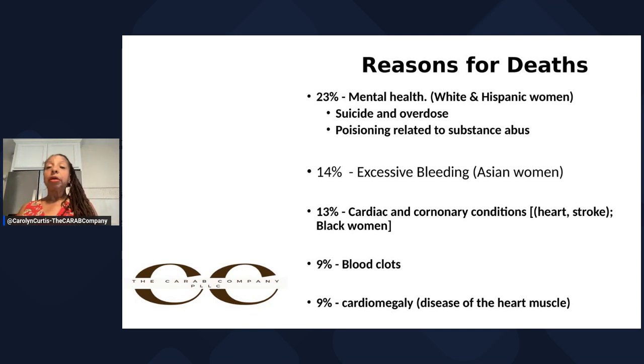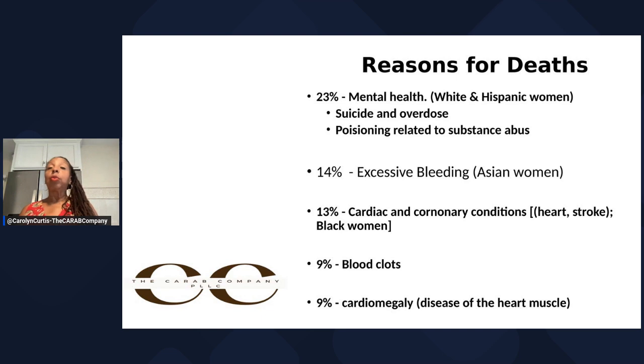Mental health, this affects white and Hispanic populations. It is the largest cause for maternal deaths in the United States at 23%. Almost one-fourth of all women are either taking their lives or having some sort of overdose. This is up to the first year after they've had their baby.